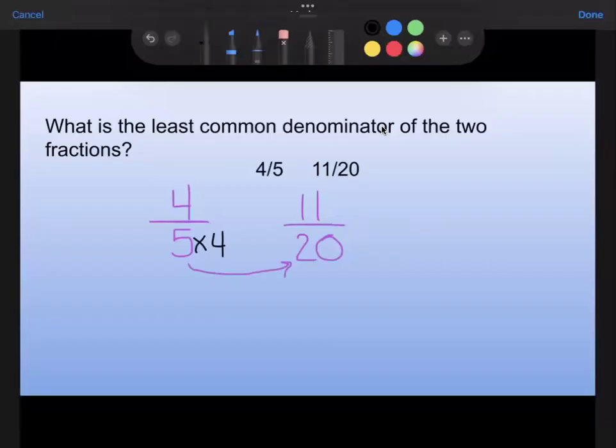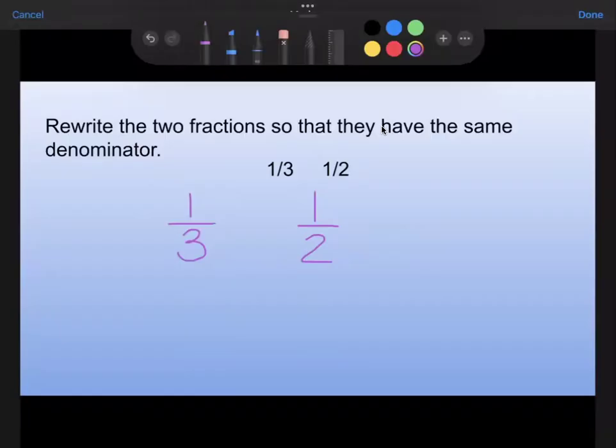To keep the two fractions equivalent, I have to do the same thing to the bottom that I did to the top. So on the first fraction, I multiplied the bottom by 4 to get 20, which means I would have to multiply the top by 4 to make it equivalent. I don't have to do anything to the second fraction. It was already over 20. So 4 times 4 is 16, and 5 times 4 is 20. And then, like I said, 11 over 20 did not need to change. So the two equivalent fractions that have the same denominator for these two would be 16 over 20 and 11 over 20.